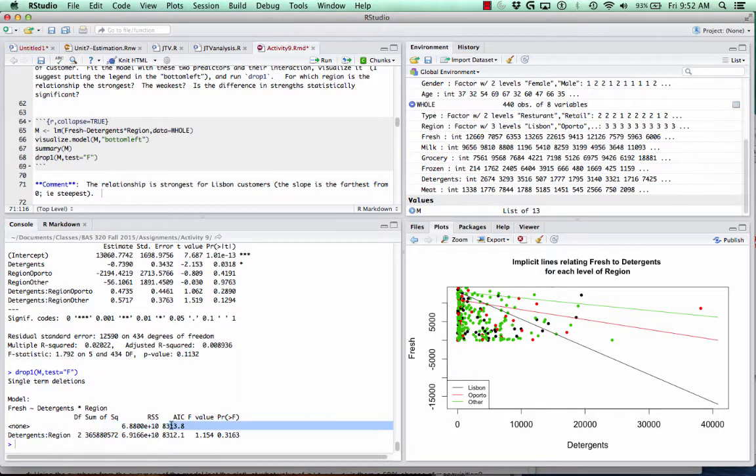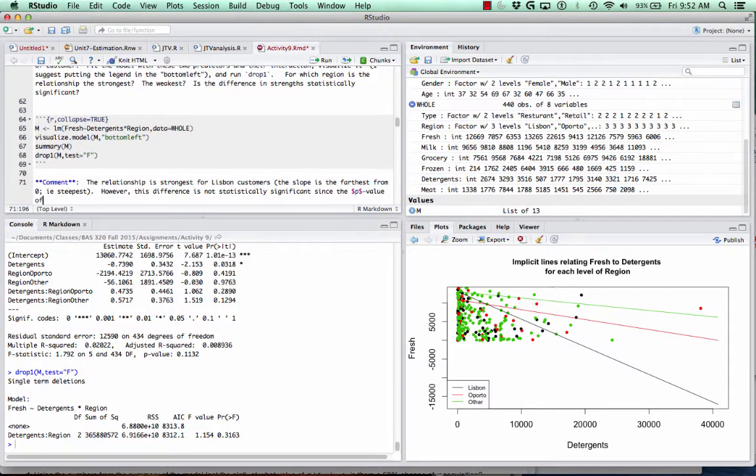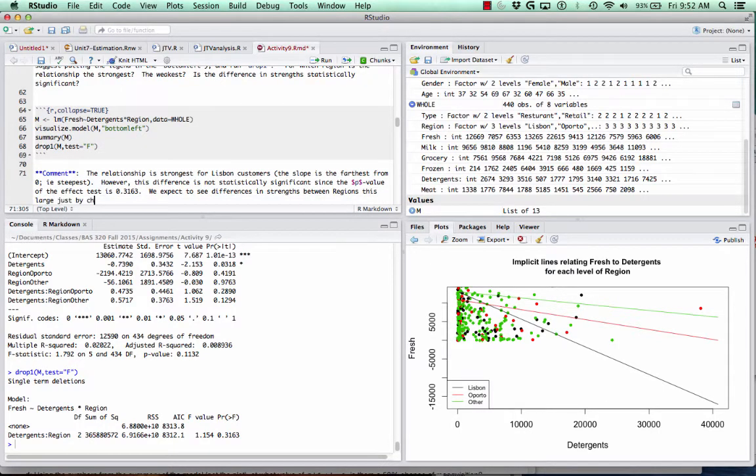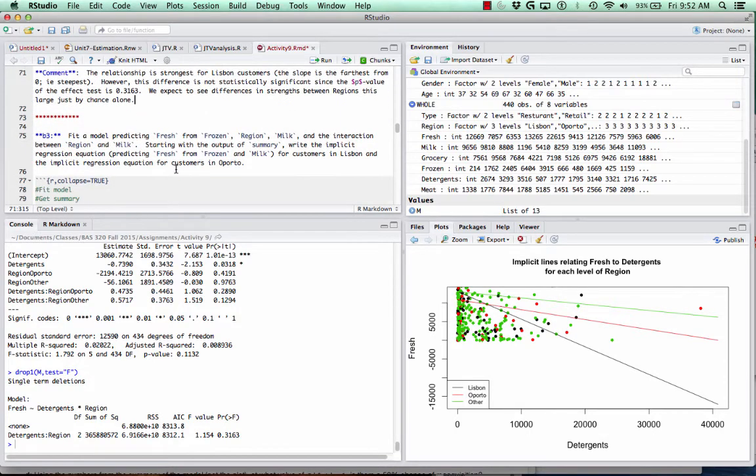So we look at the p-value of the interaction term as a whole in the effect test, and we see the p-value is bigger than 5%. So actually no, although we do observe a difference in strengths, that difference is not statistically significant. This difference is not statistically significant since the p-value of the effect test is 0.3163. So we expect to see differences in strengths between regions this large just by chance alone, natural sampling variation.